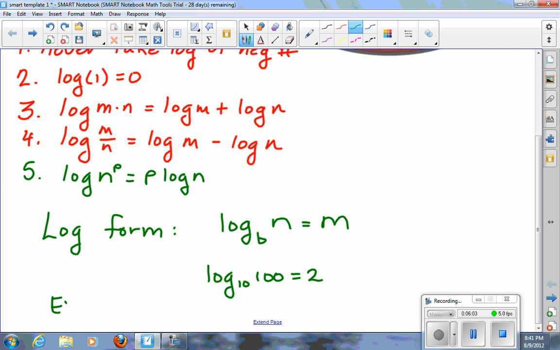If you wanted to change this to exponential form, you would do the circle essentially in your head and write this as an exponent problem instead. And this would be exponential form of this same logarithm. Okay?